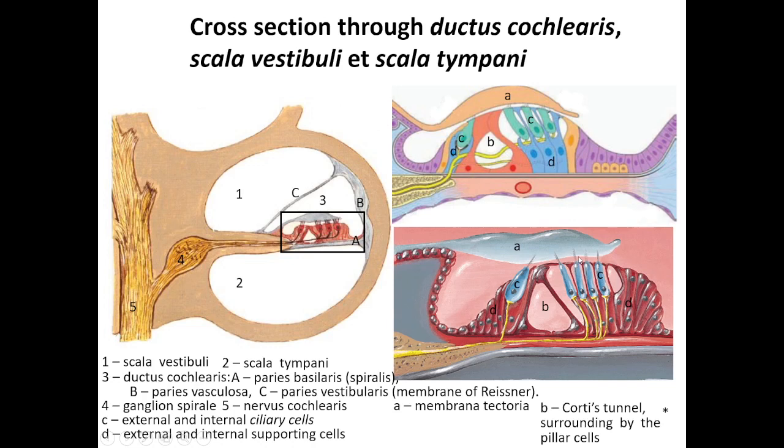And we hear when these cilia contact with the membrana tectoria. And then the nerve impulse passes through nervus vestibulocochlearis up to the brain, into the temporal lobe of the brain, where we can understand that we hear something.